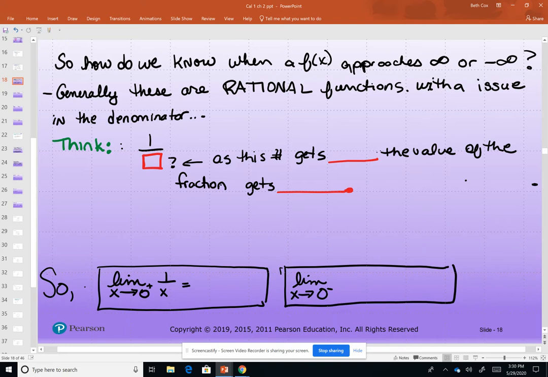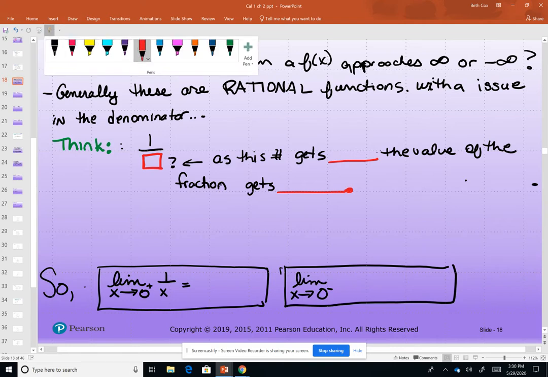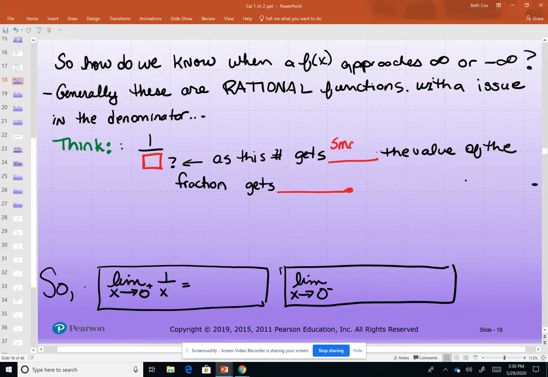When you've got a fraction and this number on the bottom, for whatever reason, gets really, really small, what does the value of the fraction do? So as this number gets really, really small, the value of the fraction gets really, really large. It gets really big. Okay, so let's just look at this idea.